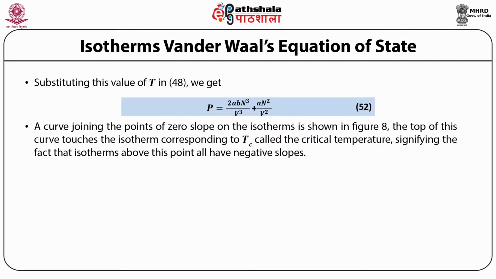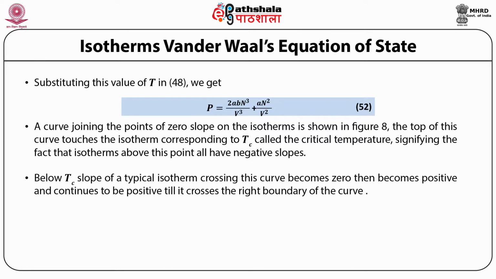A curve joining the points of zero slope on the isotherms is shown in figure 8. The top of this curve touches the isotherm corresponding to Tc, called the critical temperature, signifying the fact that isotherms above this point all have negative slopes. Below Tc, the slope of typical isotherms crossing the curve becomes zero, then becomes positive, and continues to be positive till it crosses the right boundary of the curve.